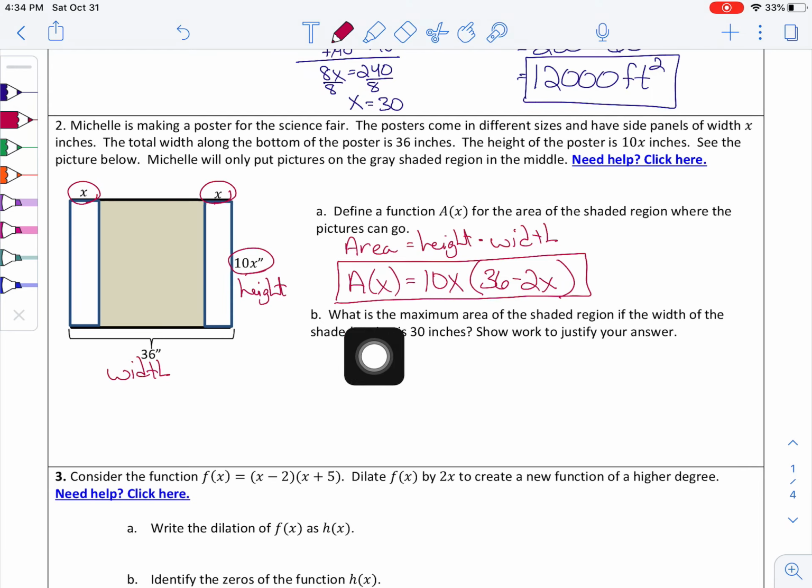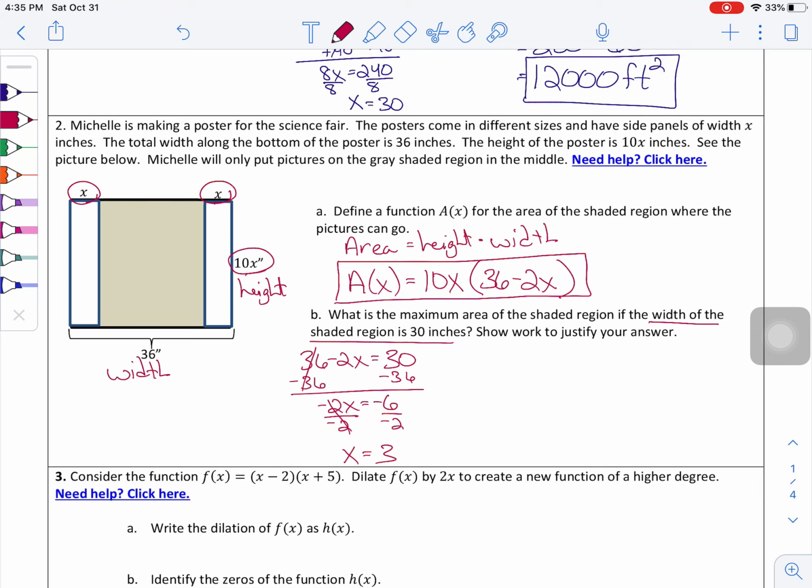So now for part B, what is the maximum area of the shaded region if the width of the shaded region is 30 inches? All right, so the shaded region is 30 inches, and that's the width. So our width here was 36 minus 2x. So let's do 36 minus 2x is equal to 30. And now I want to solve this. So I'm going to subtract 36 from both sides. Be careful with your negatives, please. So negative 2x is equal to negative 6. Dividing both sides by negative 2, I'm going to get x is equal to 3.